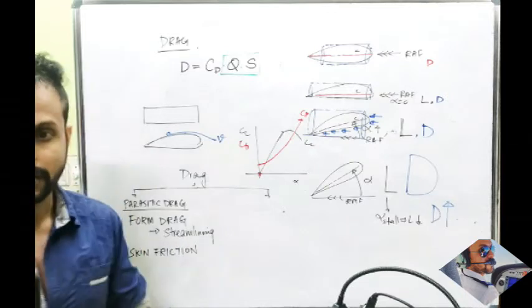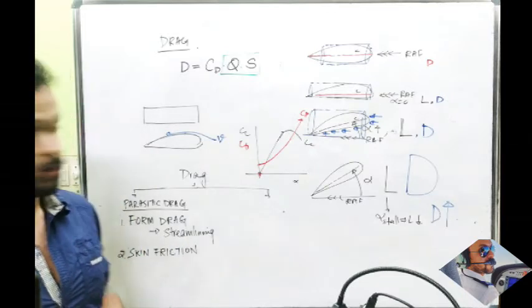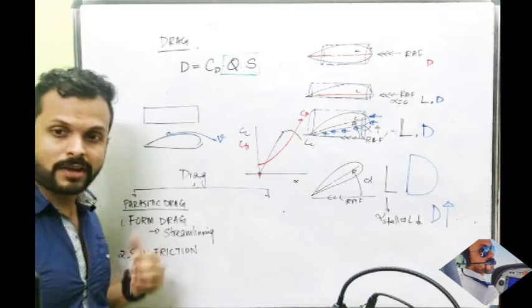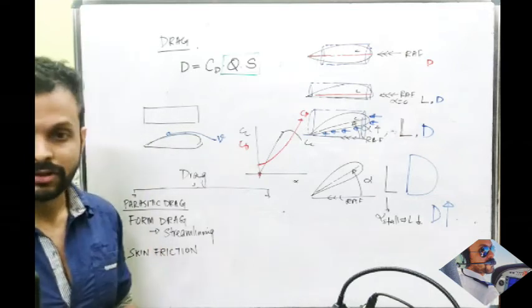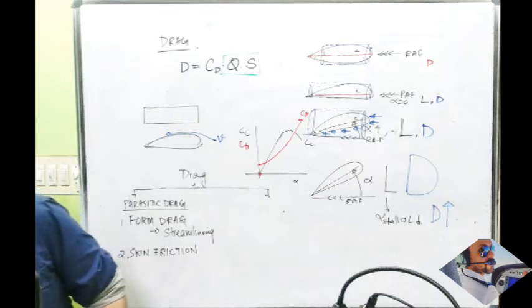Skin friction. So first thing, form drag is because of the structure itself, and second is because of the friction with the skin. That is what is called the skin friction drag.